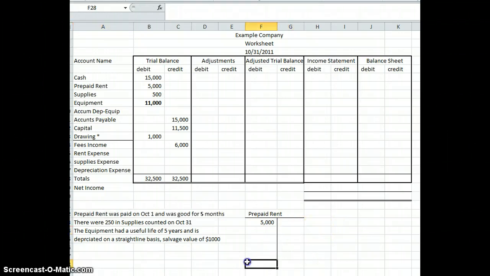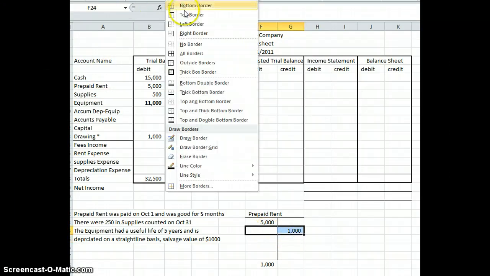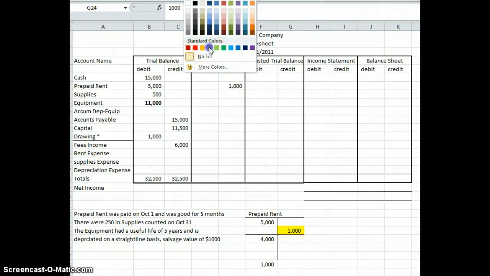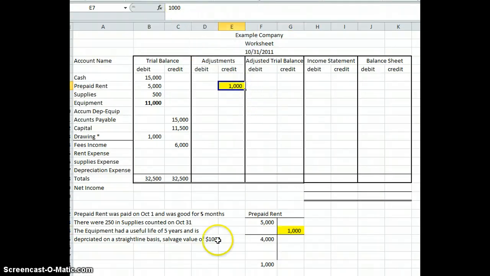So we want to reduce it for the month that we used. The 5,000, the amount that we spent, divided by the number of periods will give us 1,000. So we want to reduce rent by that $1,000. And when we do that, we should have a new balance in the prepaid account of $4,000 debit. So we come up here to prepaid rent and put in a credit for $1,000 so that we can reduce the balance of the account.